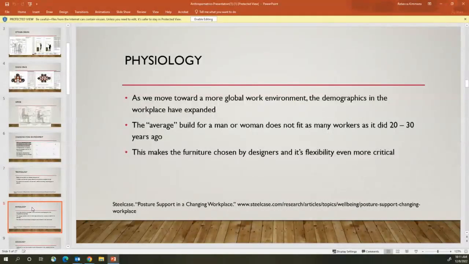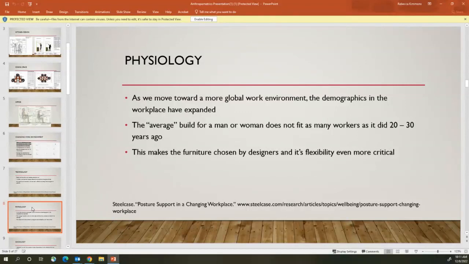The other part, as we move towards a more global work environment, is that the demographics in the workplace have changed. It used to be that the average build for a man or woman was really more country specific. And the original averages, like what houses were built for in the 60s, 70s, etc., are very different than what we see now. That's very apparent if you walk into an older home and you see the heights of cabinets or the heights of door openings versus what we do today.